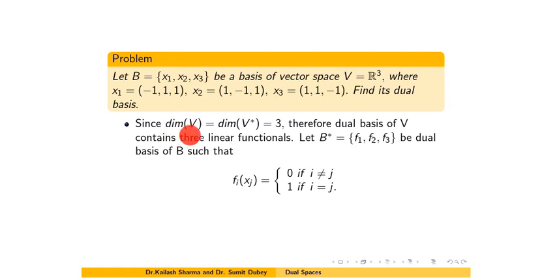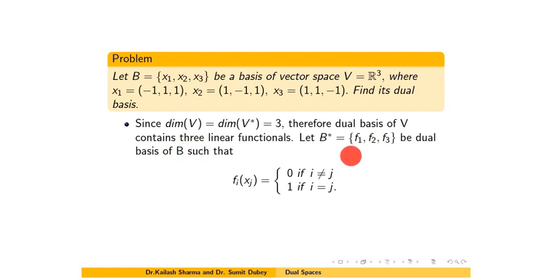Since the dimension of a finite dimensional vector space V is equal to the dimension of its dual space, dimension V is equal to dimension V star, and the dimension of V is 3 because V is R cube and the dimension of R cube is 3. Therefore the dimension of V star is 3, and so the basis of V star will contain 3 elements. Therefore, the dual basis of V will contain 3 linear functionals.